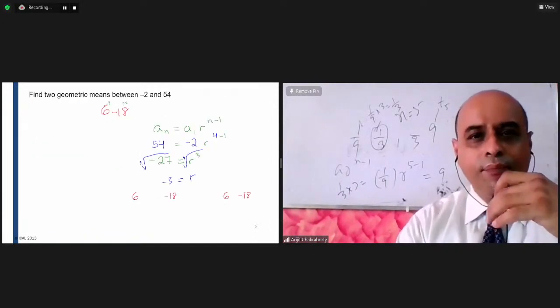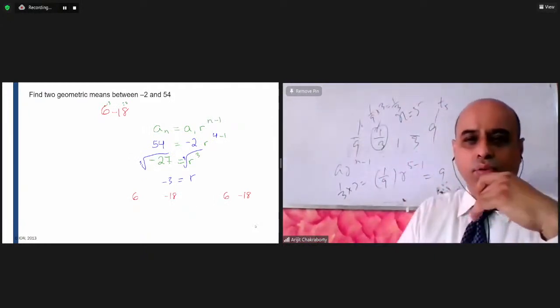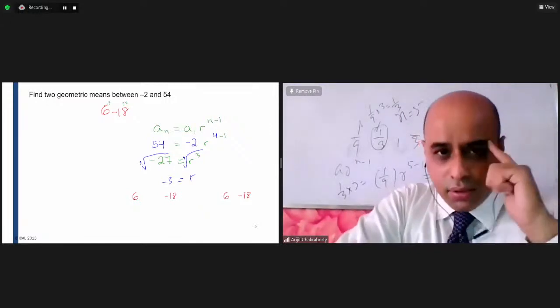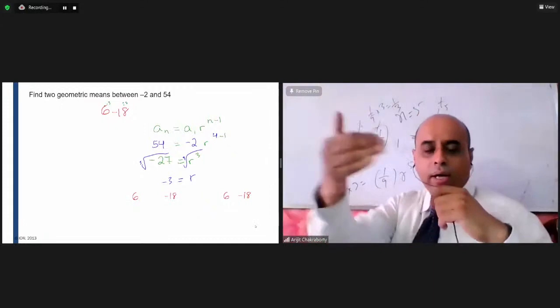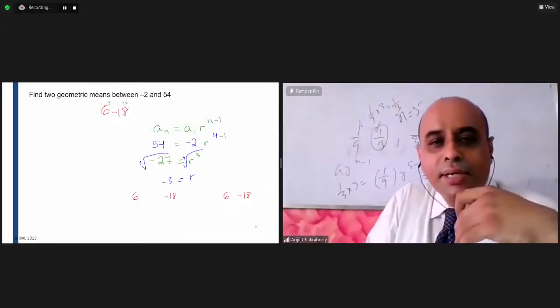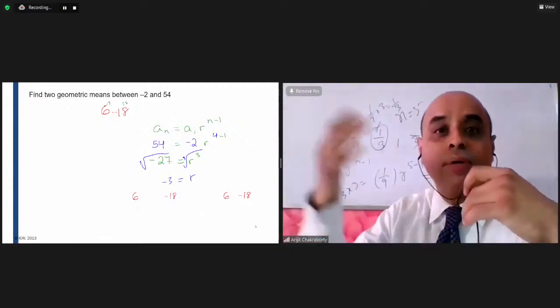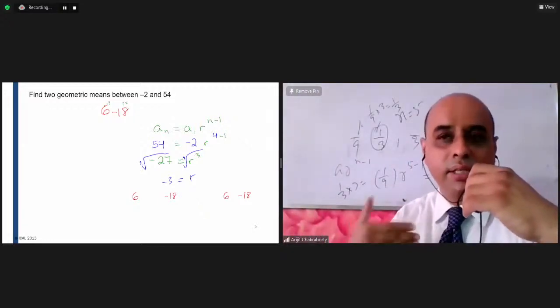So we move on. Find 2 geometric means between -2 and 54. -2 and 54. Now let us try and do this. Okay. So one problem we can check, we can understand. But if every problem I solve, then what happens? You will not be able to develop your processing power. You will start memorizing. Mathematics is not about memorizing. Mathematics, logical reasoning is about applying.